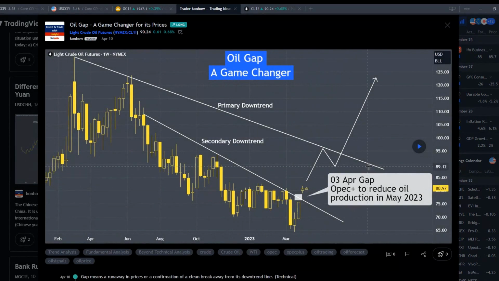So with a mix of fundamental news, and this was the first time, on the 3rd of April 2023, that we read that OPEC Plus was to reduce oil supply, and that formed a gap. So my study was that it would start to move up, retrace, and ultimately break this downtrend line, and it should be on the way up.